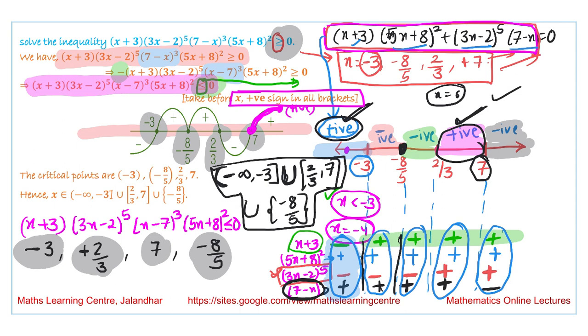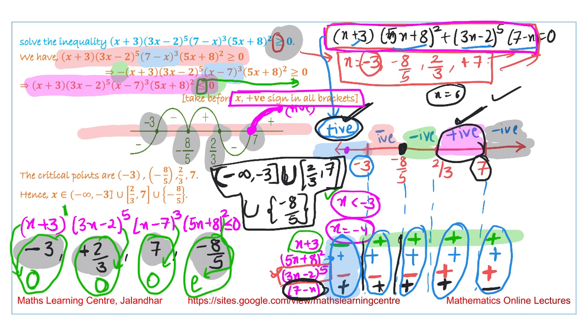The next step we have to do is write whether these powers over here are even or odd. The power over here is odd, it is 1. Over here the power is odd. Over here the power is odd. And over here the power is even. So, corresponding to the point minus 3, it is odd. Corresponding to 2 by 3, it is odd, and corresponding to minus 8 by 5, it is even. And corresponding to 7, we have odd power. When we have odd power, we are going to cross this point because the power corresponding to 7 is odd.